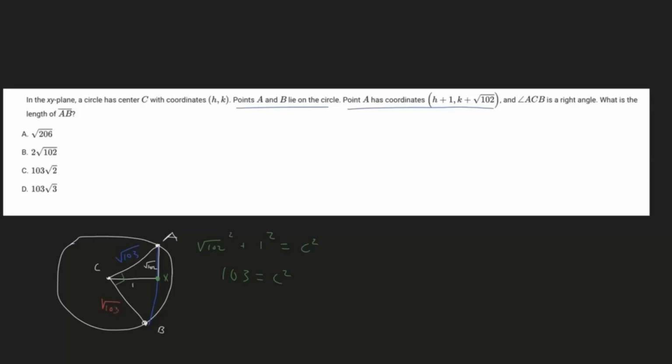And the question wants us to find the length of AB. And so now we know the length of two of the legs, square root 103 for both sides. We just use the Pythagorean theorem again to find the length of AB. So then we have square root 103 squared plus square root 103 squared equals c squared. So then we get 103 plus 103 is 206 equals c squared. Then we just take the square root of both sides. We can see that the answer is going to be square root 206, and so our answer choice is A.